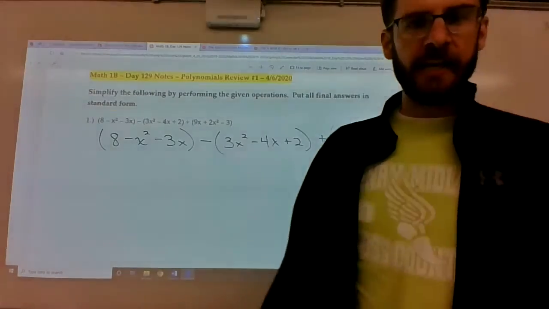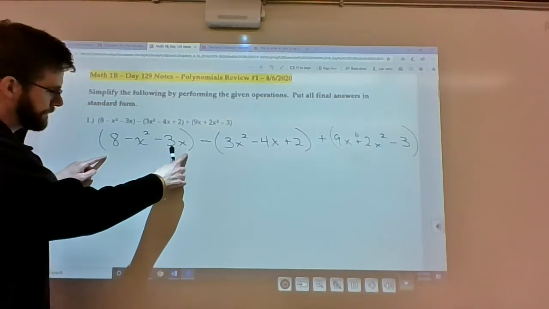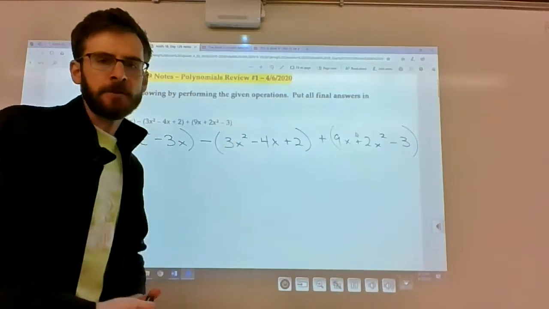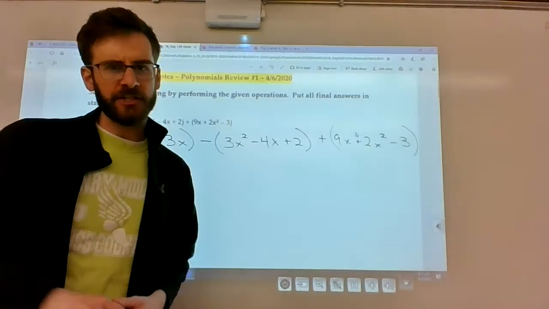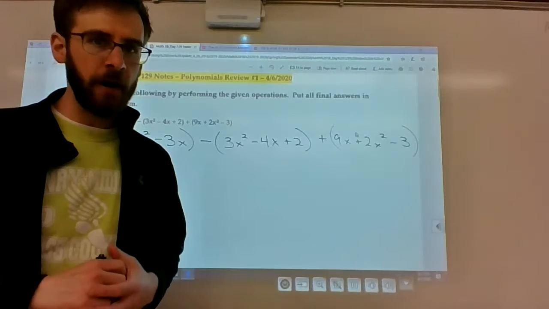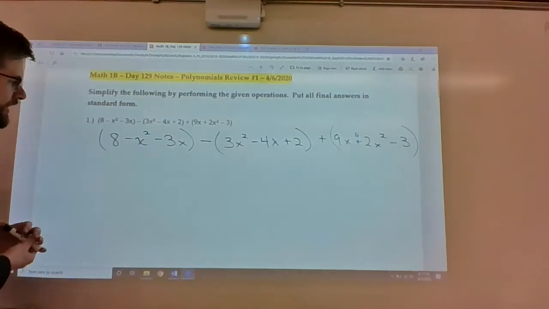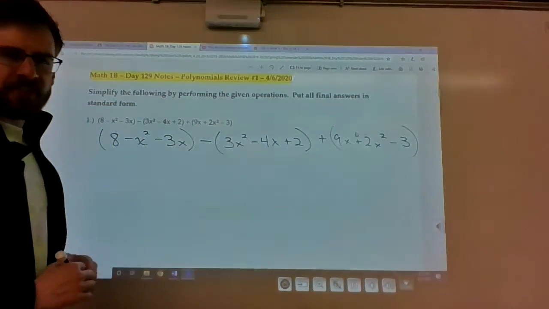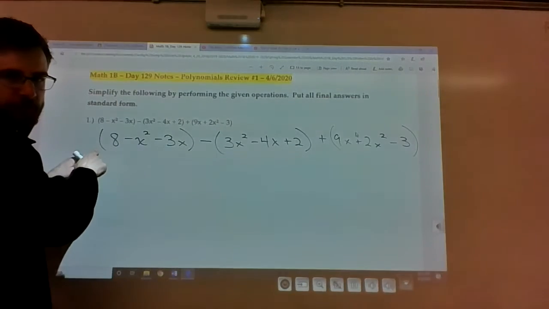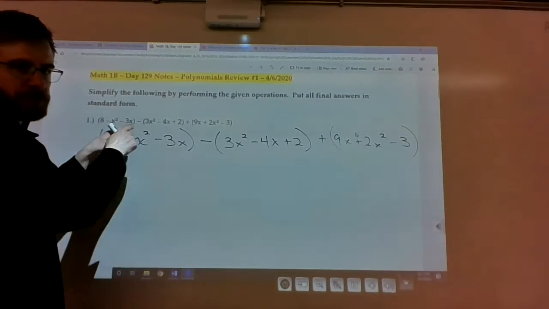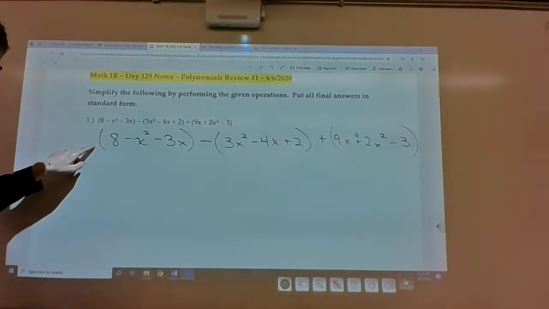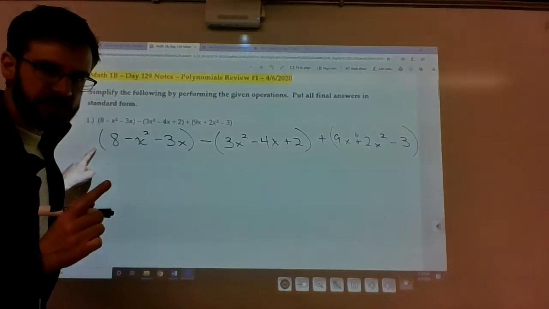Bottom line is we are taking one polynomial, subtracting another, and then adding a third one on the tail end of that. Polynomials are basically expressions that don't have negative exponents and don't have fractions with variables on the bottom. When you see parentheses, you should be thinking distributive property, which means whatever is on the outside of the parentheses, you multiply by all the parts inside. When you see nothing in front, it's like there's an implied constant of 1.